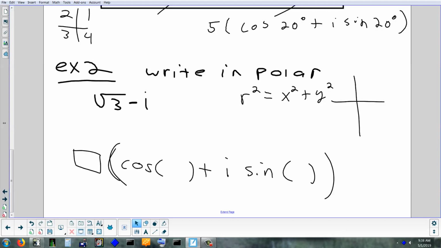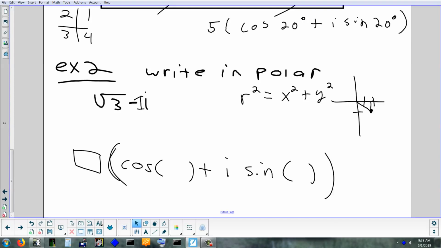Think about if you graph that point. The square root of 3 is about 1.7. Now, what's the imaginary part here? There's no number in front of i. So what would it be? Negative 1. So if you were graphing this point, square root of 3 is about 1.7, so right 1.7, down 1. There's your point.